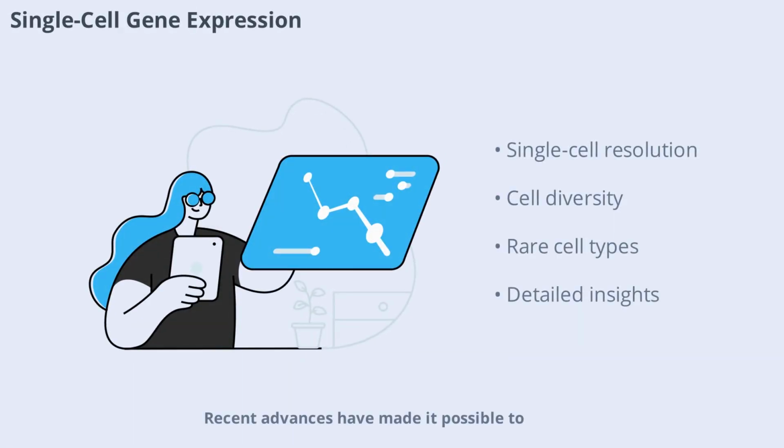Recent advances have made it possible to analyze gene expression at the single-cell level. Single-cell RNA-seq allows scientists to study the diversity of cells within a tissue, uncovering rare cell types and subtle differences. This level of detail is transforming our understanding of development, disease, and cellular complexity.